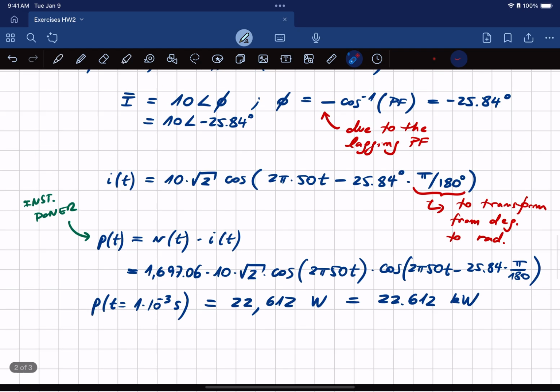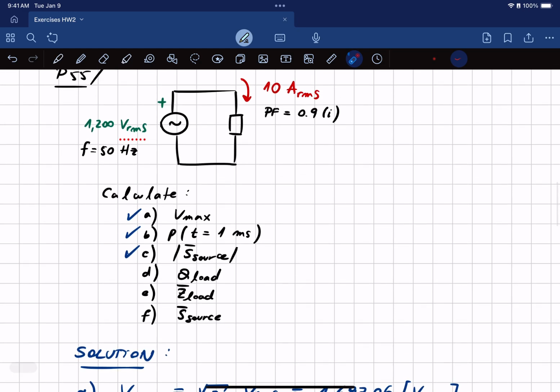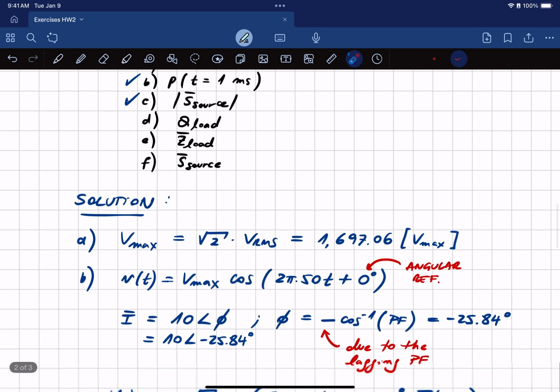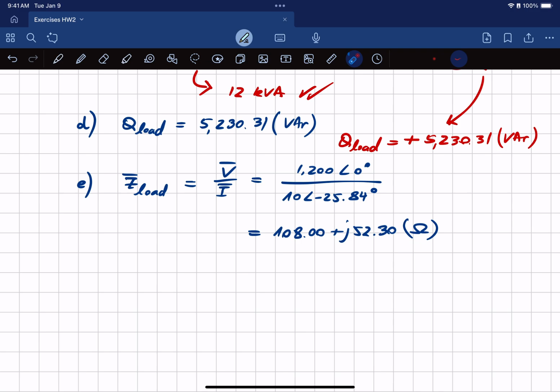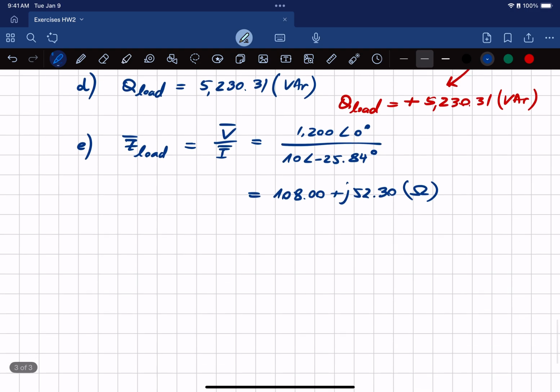So what this is implying in this problem is that this load, which is drawn as a box, is actually a resistor with an inductor. That can be calculated based on the impedance that we calculated. I encourage you to calculate the R and L values related to this impedance for that frequency of 50 hertz. Okay, so we have that E, and finally F.